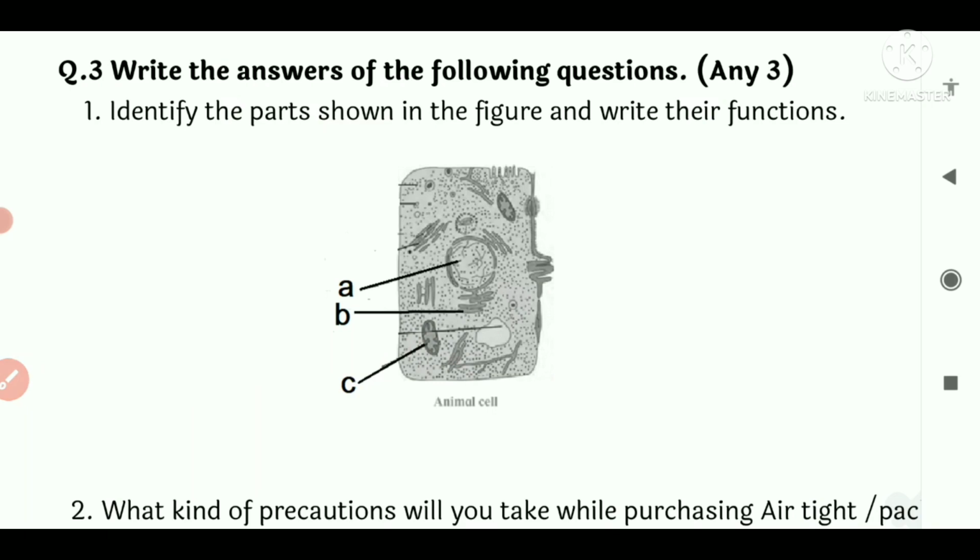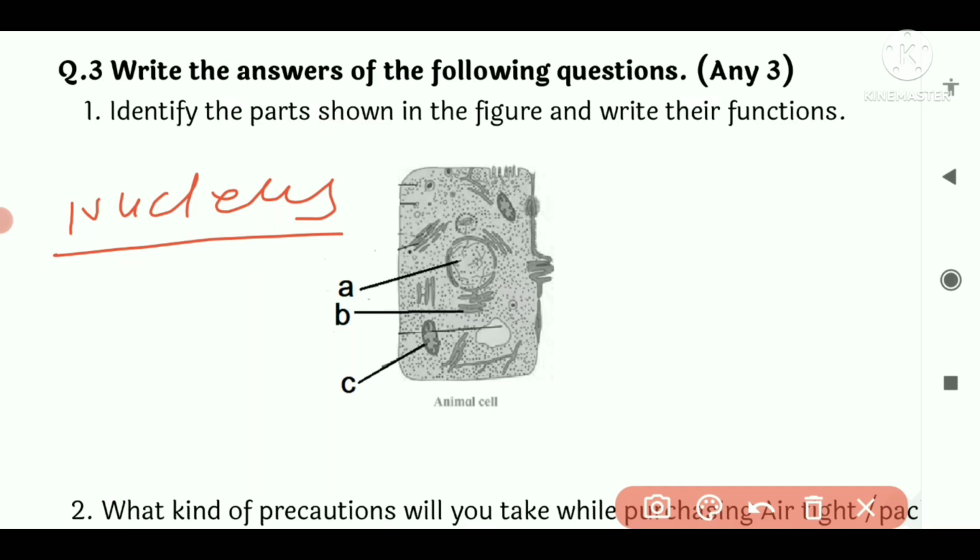Let us see the functions. Nucleus function: controls all the functions of the cell. Endoplasmic reticulum function: modifying the proteins produced by ribosomes and transporting them to the Golgi complex body. Third is mitochondria: produces energy.